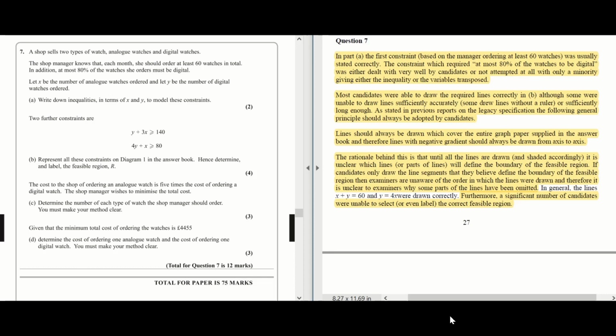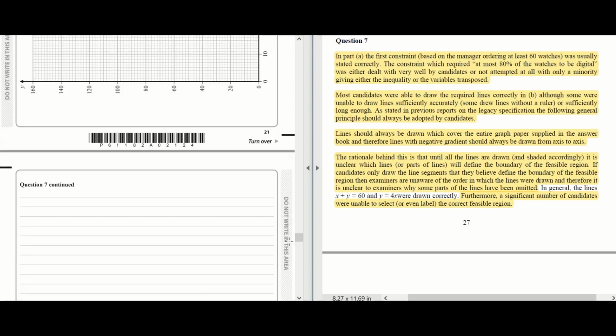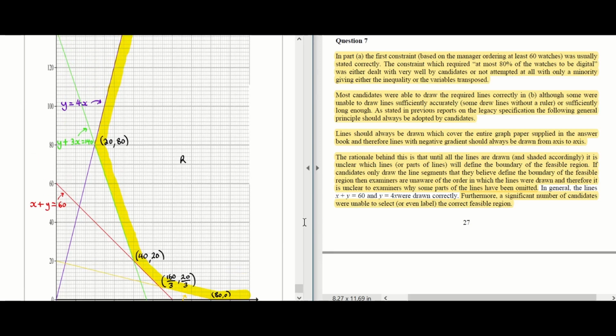As stated in previous reports on the legacy specification, the following general principle should always be adopted by candidates. Lines should always be drawn which cover the entire graph paper supplied in the answer book, and therefore lines with negative gradient should always be drawn from axis to axis. So if you go to my solution, with a negative gradient like the orange, the green and the red ones, we have to draw these axis to axis. So from this axis to this axis.